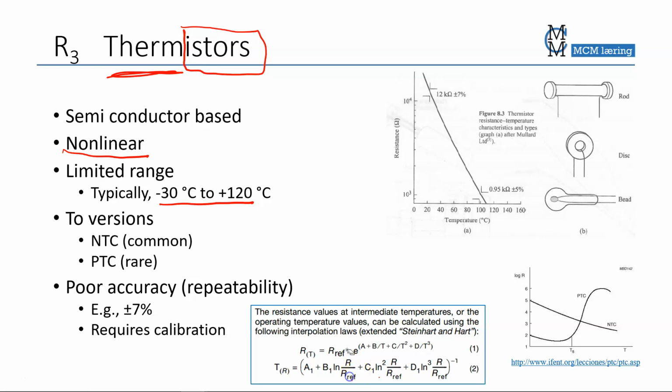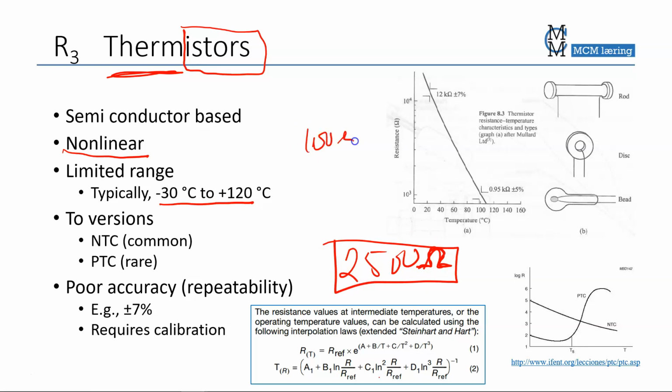Also, the R ref is what you find in datasheets, and is usually the resistance at 25 degrees. So if you buy, for example, a 2500 ohm NTC, that means that it has 2500 ohms at 25 degrees. Remember the PT100? It has 100 ohms at 0 degrees, while the thermistors are usually specified for a temperature of 25 degrees.